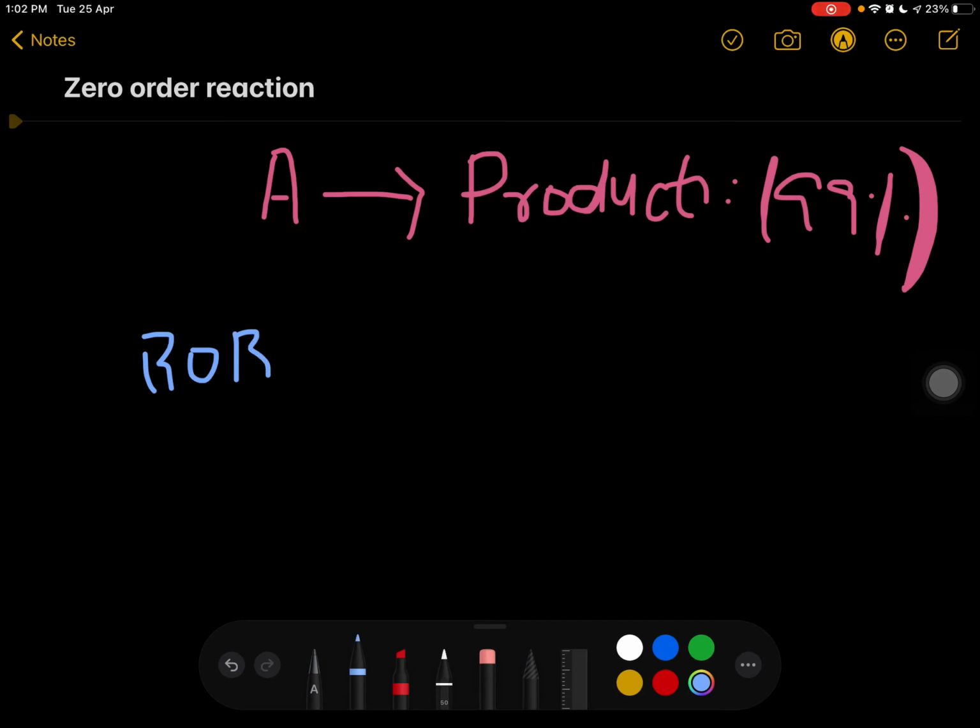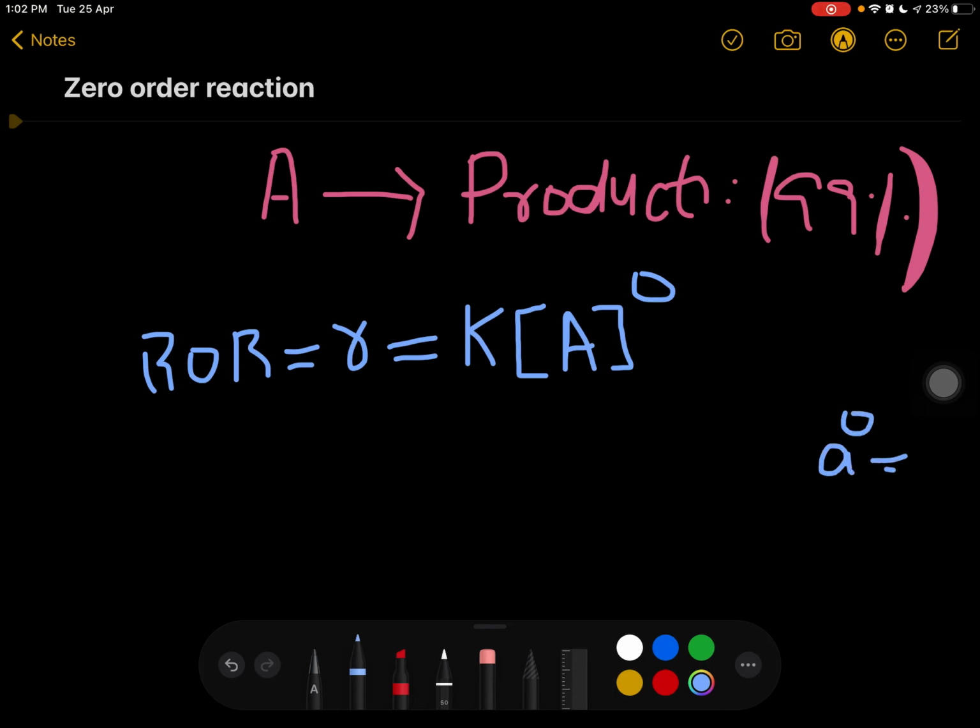ROR, and like I told you, we will write the rate of reaction now in terms of R, and R is equal to K concentration of A power 0. We know the rule in mathematics that A power 0 is equal to 1, so we can write this as ROR is equal to R is equal to K, which means the rate of reaction is equal to the constant K.